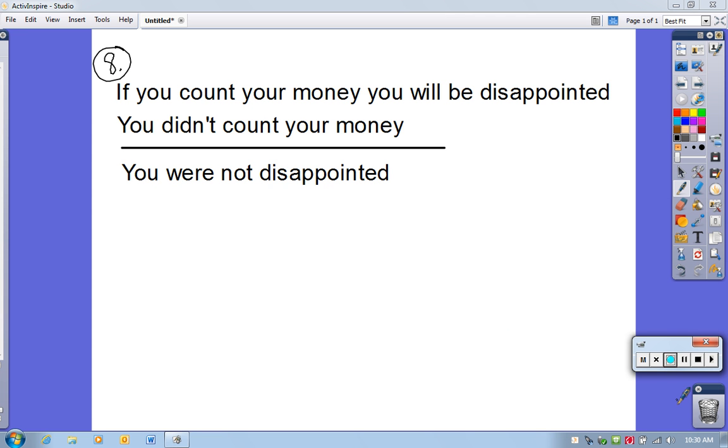This is Math 107, Practice Test 1, question number 8. And there's a couple ways to think about this one. Basically, I'm going to think about it symbolically. So you count your money.